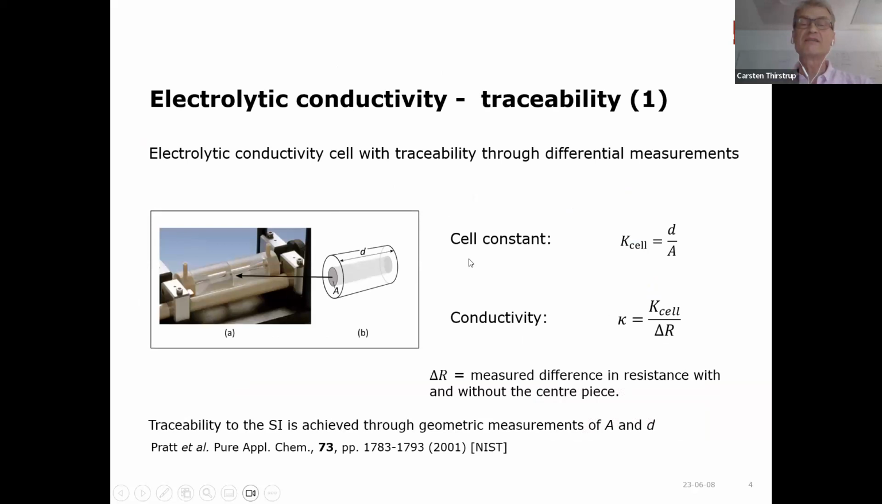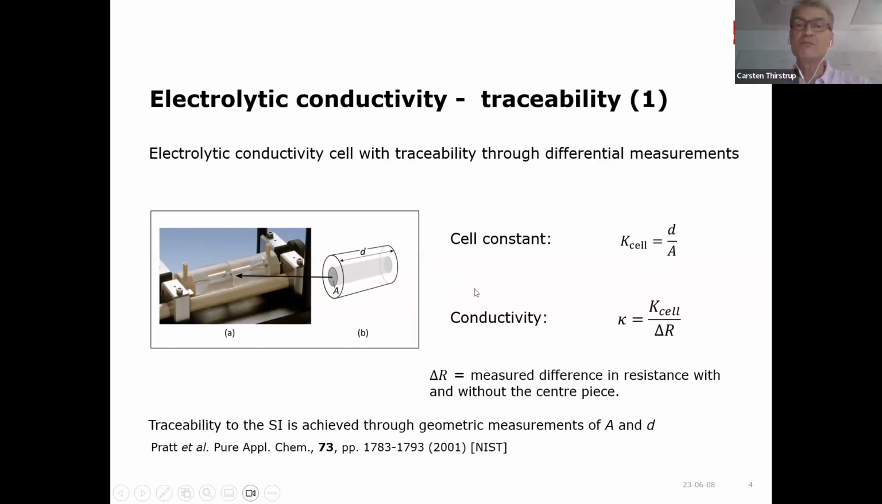At DFM, we have then devised a differential conductivity cell, which was originally proposed by Kenneth Pratt and co-workers from NIST. In this case, we also have parallel electrodes, and then we have an insert, which means that when it's inserted, we have a longer distance between the electrodes than when we do not have this insert. And the cell constant can then be determined by the length of this insert divided by the area of the hole in this centerpiece. And this means that we would need to make 2 measurements.